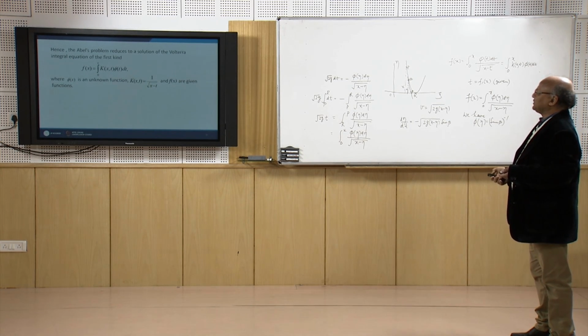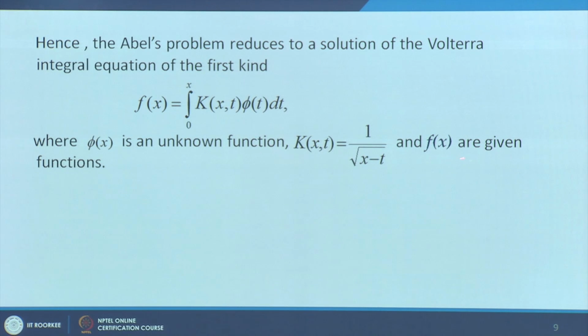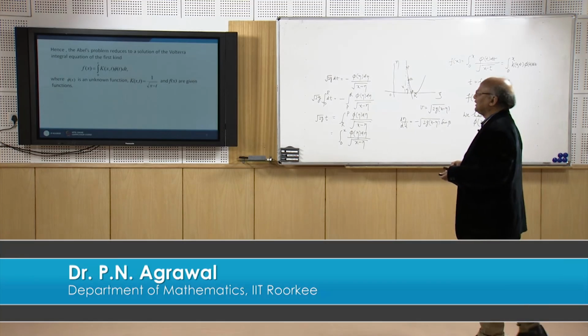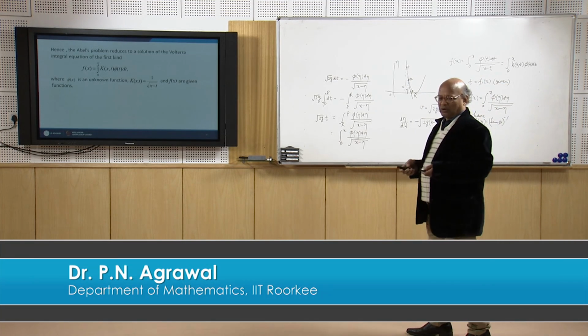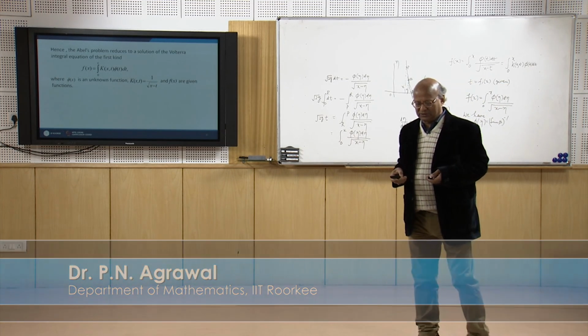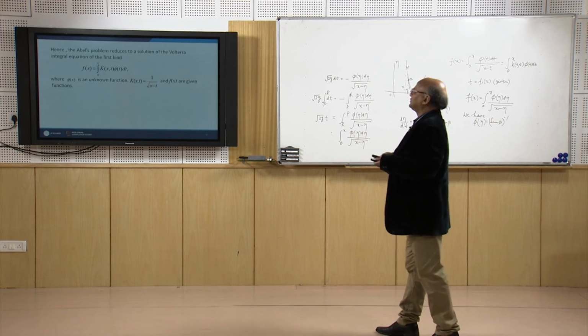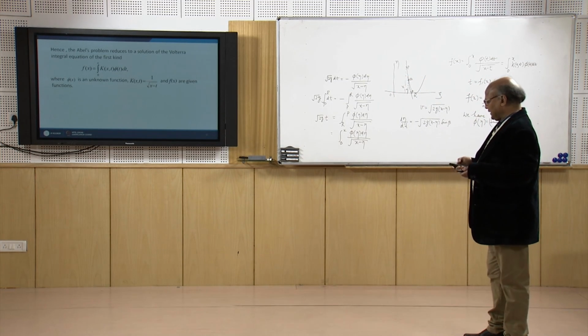So k(x,t) is known to us, and f(x) is also known to us and phi(x) is an unknown function. So we get a Volterra integral equation of the first kind where k(x,t) and f(x) are known and phi(x) is an unknown function. So this is how integral equations occurred while solving a problem in mechanics.